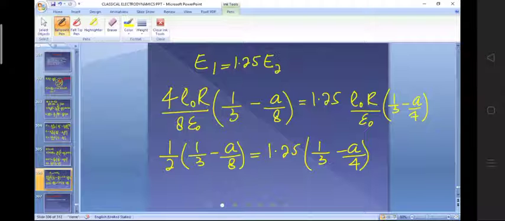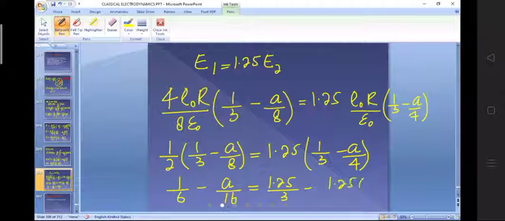So here it is equal to 1 by 2. So here it is 1 by 6. Then minus this here A divided by 16. So A by 16. And this here 1.25 divided by 3. So I will write here 1.25 divided by 3. Then here it is minus 1.25 multiplied by A divided by 4. Okay. Now what we are interested in is this. We are interested in calculating the value of A. So bring it here. Okay.